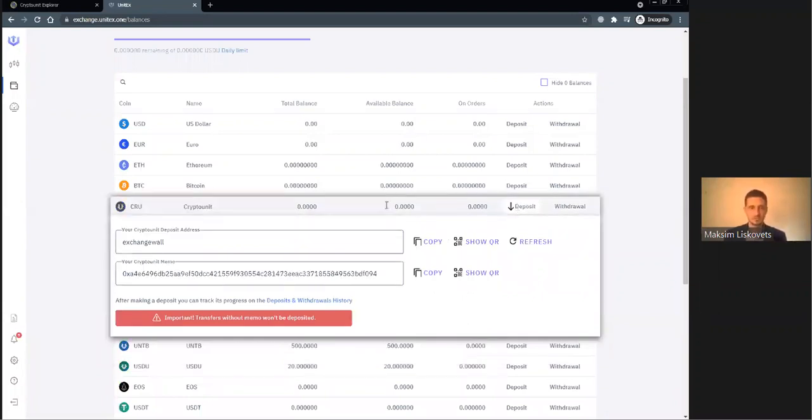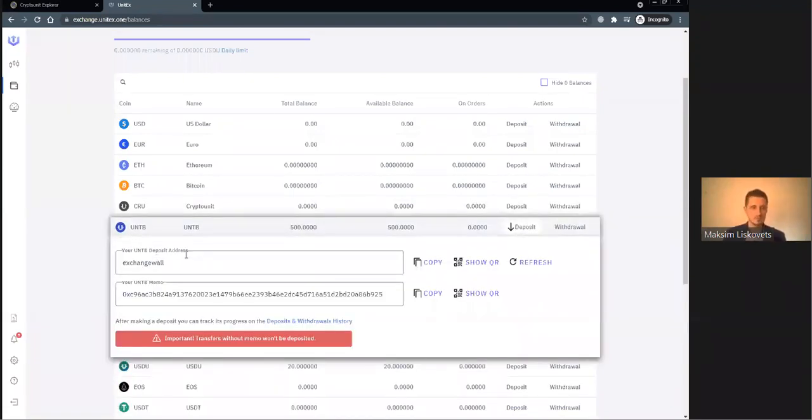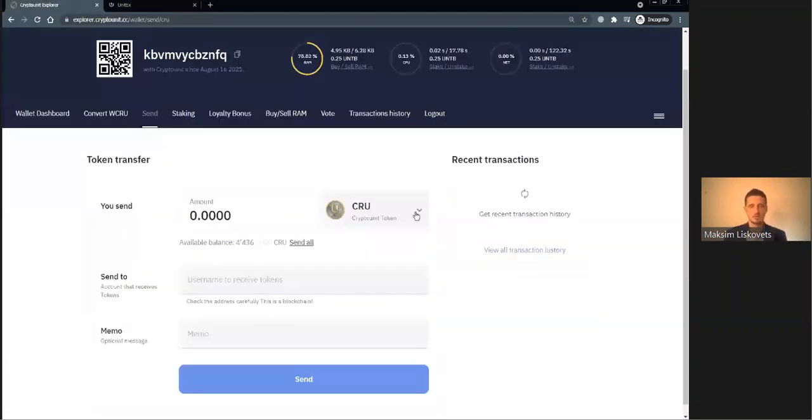Let's talk about deposit. We click on the button deposit. Sorry, wrong deposit. We click on deposit in UNTBs, and we see what address we need to move tokens to for them to be in your exchange account. In this case, we need to move tokens to this wallet address. You just click in here to copy it. You click, and then this wallet address goes to your buffer. Let's go to the Cryptounit page and choose UNTBs.